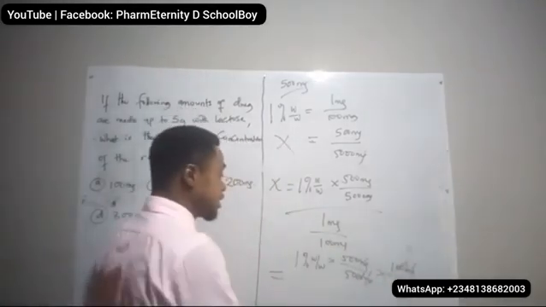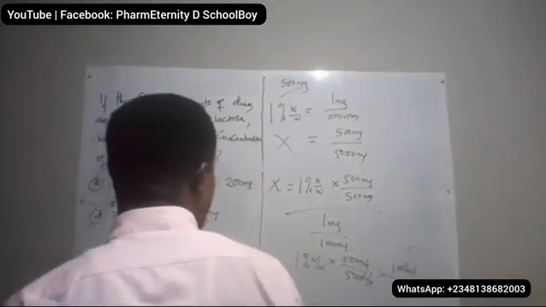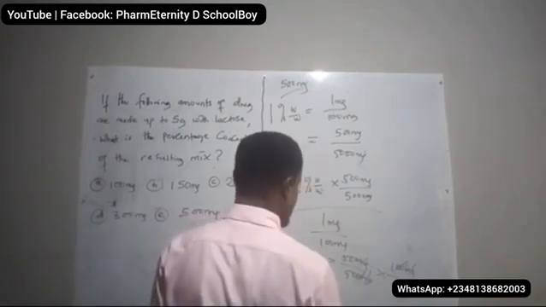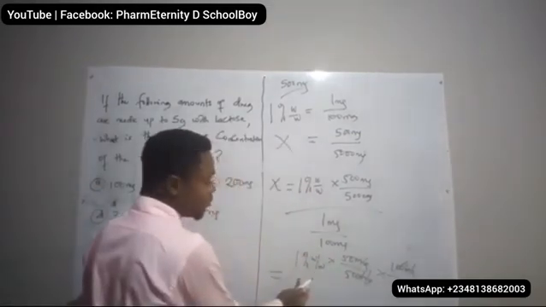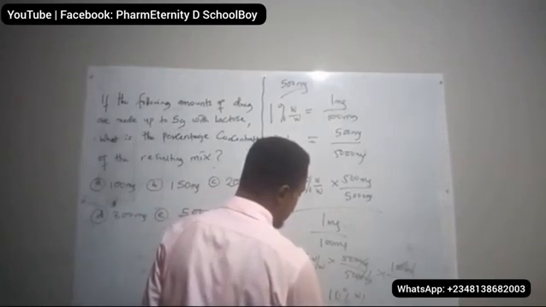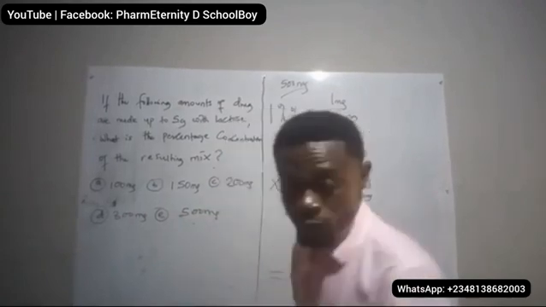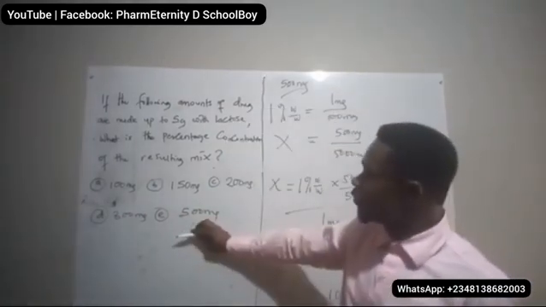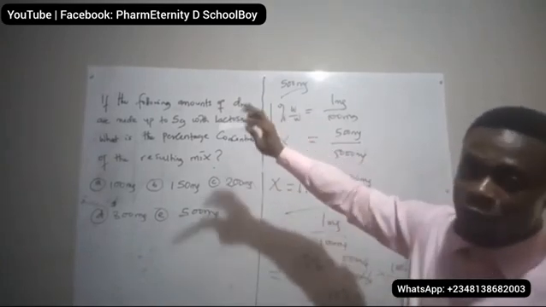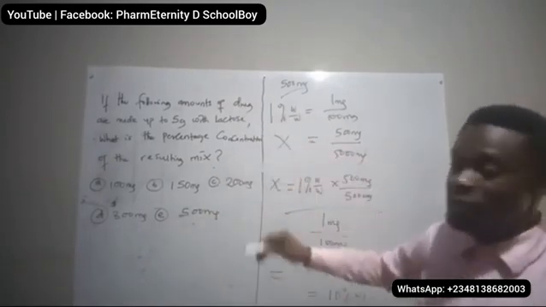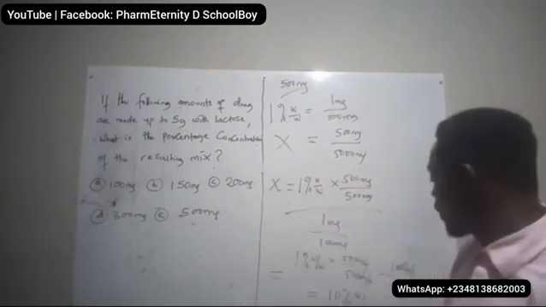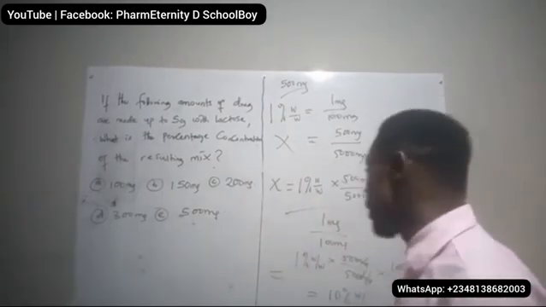500 divided by 50 will give us 10. So 10 times 1% weight per weight gives us 10% weight per weight. So if 500 milligram of the drug is made up to 5 gram of a mix using lactose as diluent, the percentage concentration of the drug in the entire mix is 10% weight per weight.